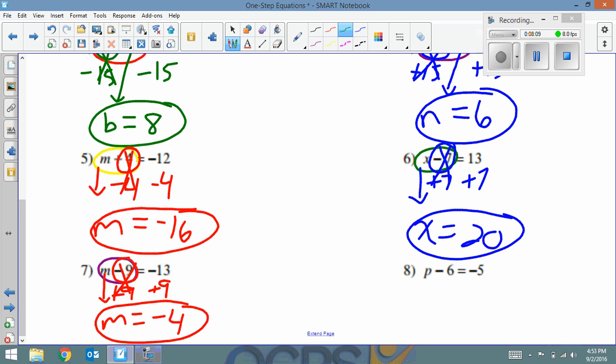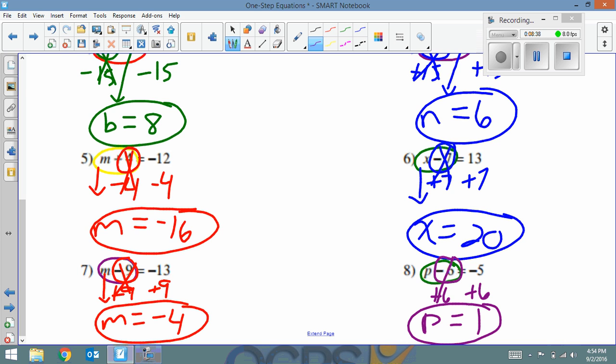And our last example for addition and subtraction. Okay, we're going to find our side with the letter. Then we're going to circle the number next to that letter. So that's going to be negative 6. So we're going to add 6 to both sides. Add 6. So I get P equals, well, negative 5 plus 6 is positive 1. So P is equal to 1. So there's plenty of examples of addition and subtraction there for you.